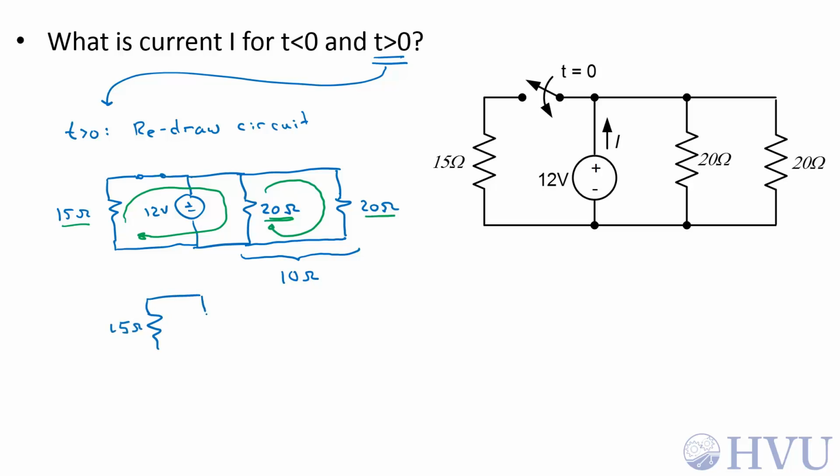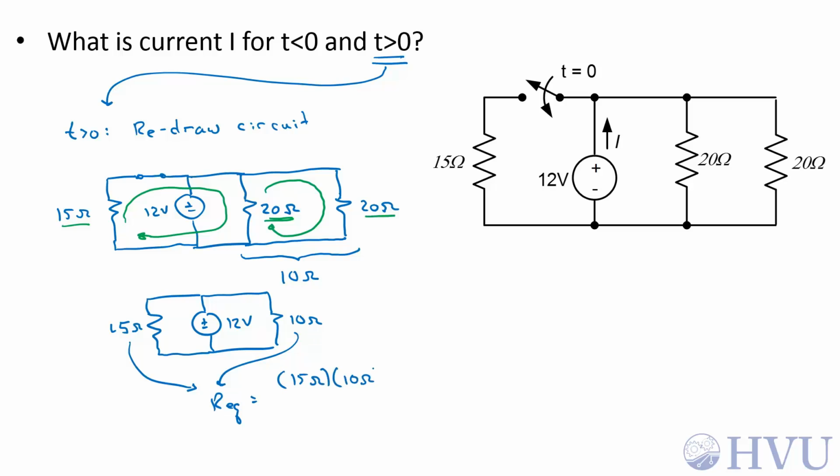15 ohm resistor in parallel with a 12 volt source, which is then in parallel with an equivalent 10 ohm resistor. These two are in parallel, so the equivalent resistance seen by the source is the product of the two, 15 ohms times 10 ohms over 15 ohms plus 10 ohms. 150 over 25 is 6.